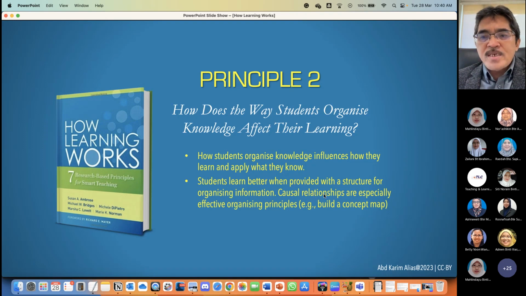Causal relationships are especially effective organizing principles, for example, using a concept map. Okay.